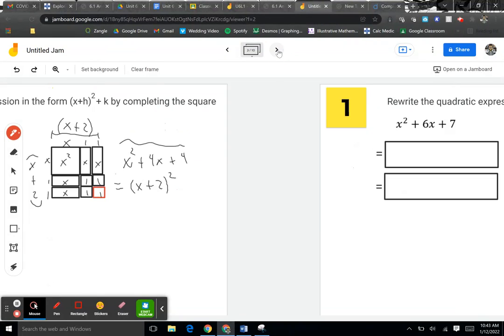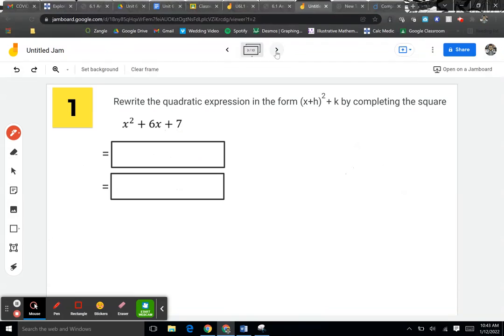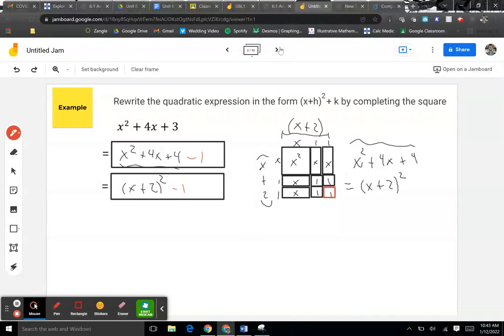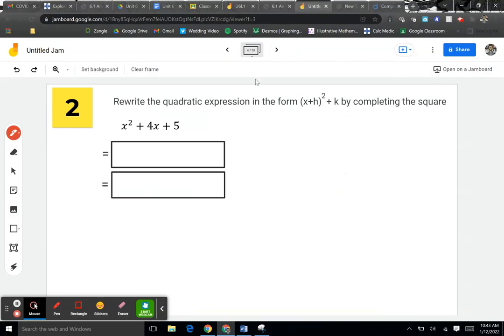All right, so you have 7 more examples to do for yourself as practice, and then you'll be done with the assignment. So go through 1, 2, 3, 4, 5, 6, 7.